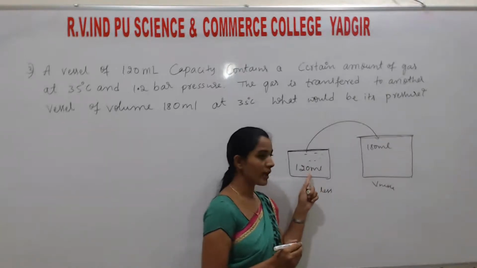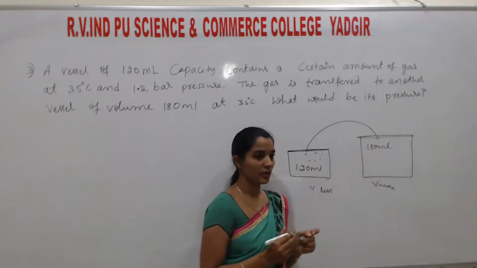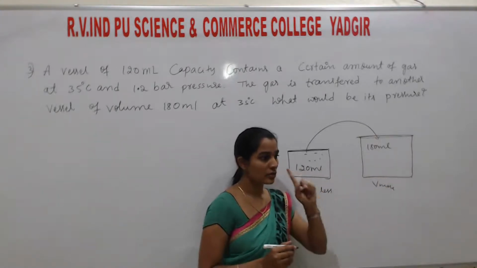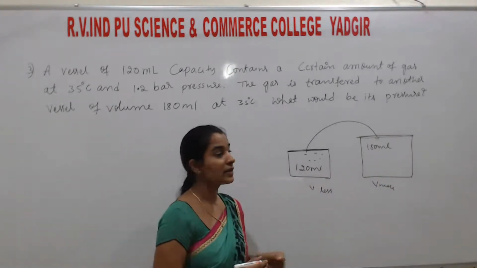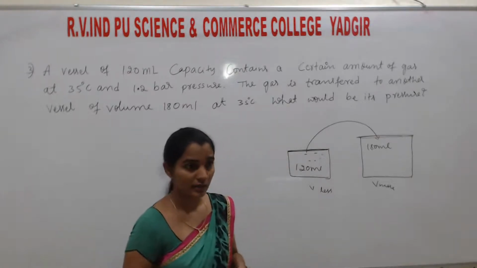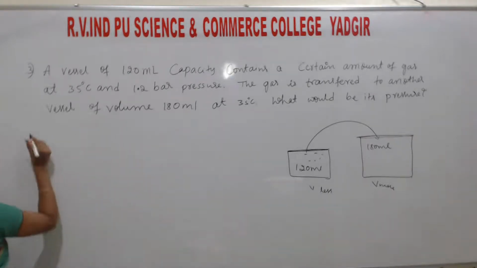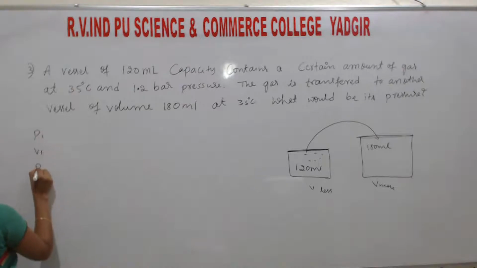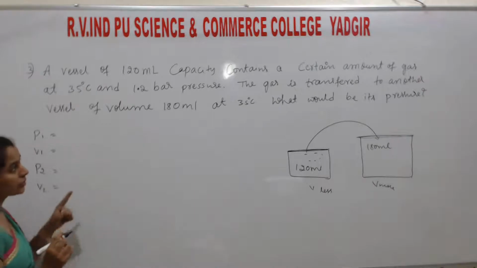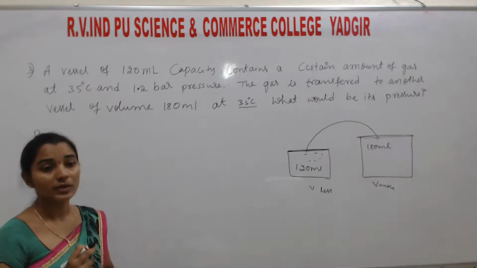For example, 1 mole of gas occupies 120 ml, and the same 1 mole of gas transferred here occupies 180 ml. That means obviously the pressure decreases, so the pressure you get must be less than the 1.2 bar pressure. That is the analysis. Here P1 is there, V1 is there, P2 we want to calculate, V2 is there. In both cases they give 35 degrees Celsius, which means temperature remains constant.